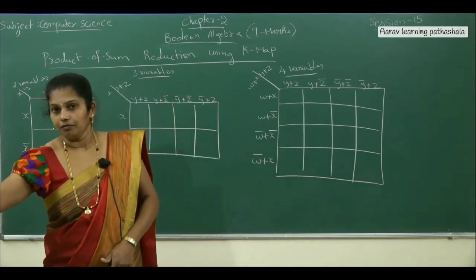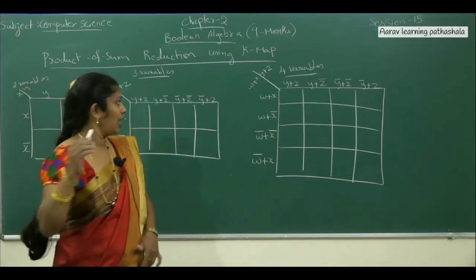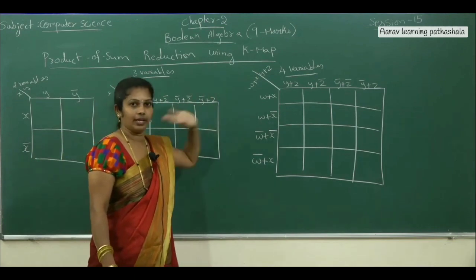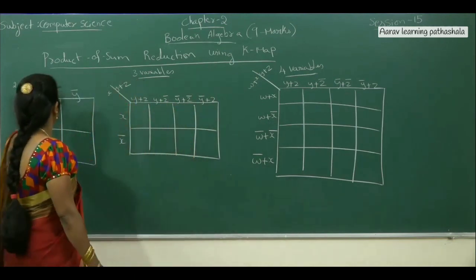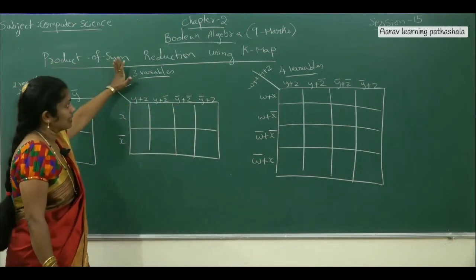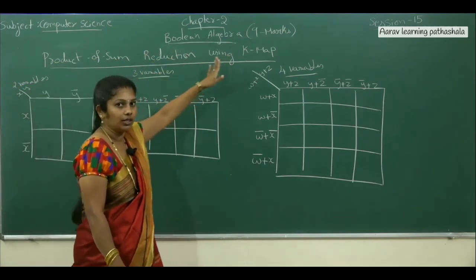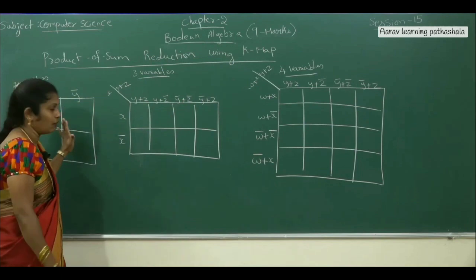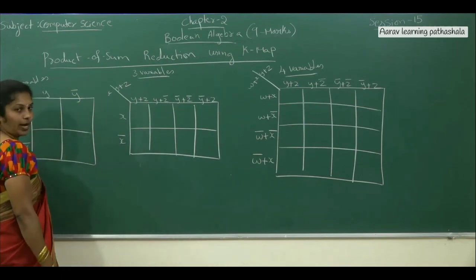Before studying that, I want to show how to write the K-map for 2 variables and for 3 variables, that I am going to explain. For product of sum reduction using K-map, if you have 2 variables, x and y, you will get a total of 4 cells.